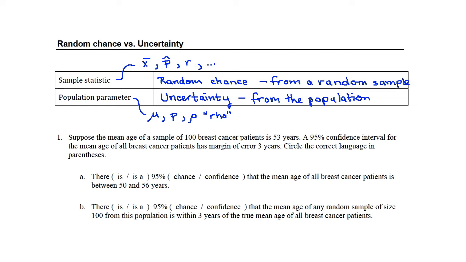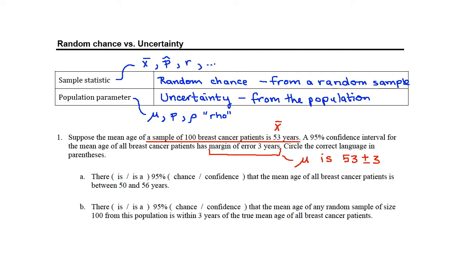All right, so we are talking about mean age from a sample of 100 breast cancer patients is 53 years, so that mean age is x bar. A 95% confidence interval has margin of error 3 years. So that means that when we go out to the whole population of all breast cancer patients, we're looking at that same x bar, give or take 3 years. So mu is 53, give or take 3. The margin of error always comes in when we go from the sample to the population.